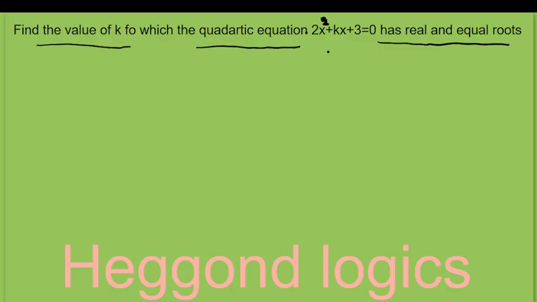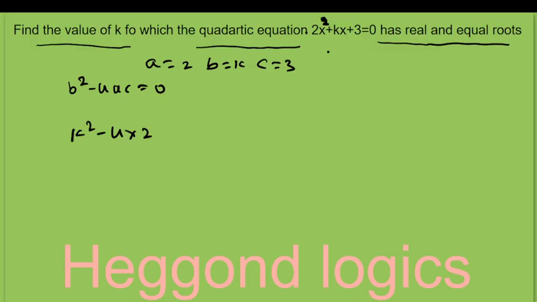If the roots are real and equal, the condition is b square minus 4ac is equal to 0. In this quadratic equation, a is equal to 2, b is equal to k and c is equal to 3. Put the a, b, c values in this equation. b is k, so k square minus 4 into 2 into 3 is equal to 0. Then k square written as it is, 4 into 2 is 8, 8 into 3 is 24, equal to 0.